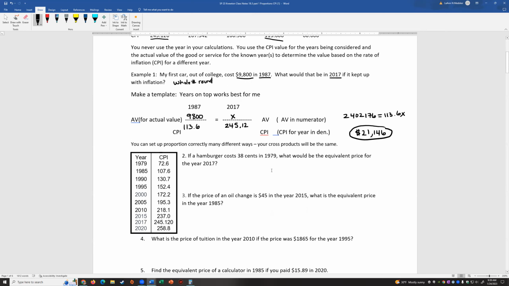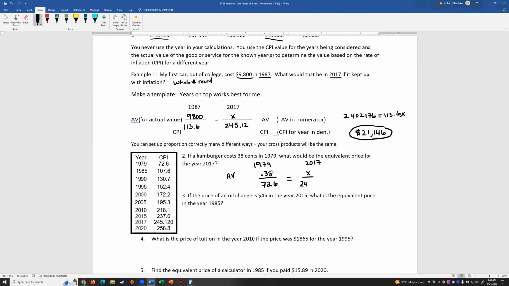So let's do a couple more. It says if a hamburger cost 38 cents in 1979, what would be the equivalent price for the year 2017? So our 2 years in question are 1979 and 2017. Remember, these are just labels. The actual value, I'm going to make this in dollars, so that's going to be 0.38 for the actual cost in 1979. CPI for 1979 was 72.60, so 72.6. I don't know what the burger cost if it keeps up with inflation in 2017, but I do know the CPI for 2017.